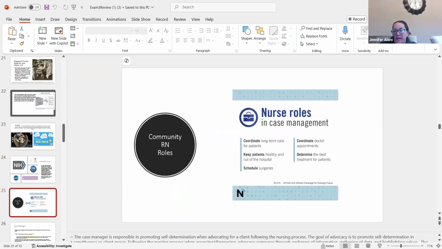When we look at our case management, this was a chapter for this week. We know our roles as a nurse: coordinate long-term care, keep patients healthy and out of the hospital, coordinate doctor's appointments, determine the best treatment for patients, and schedule our surgeries.